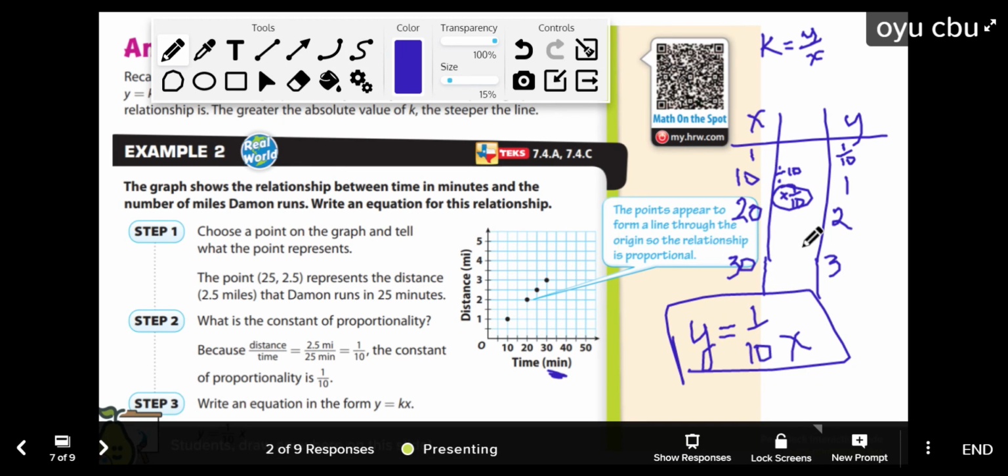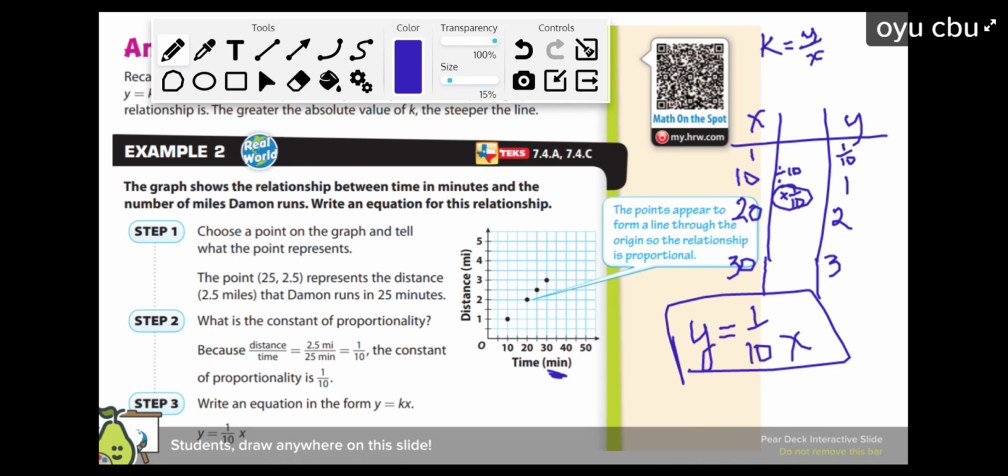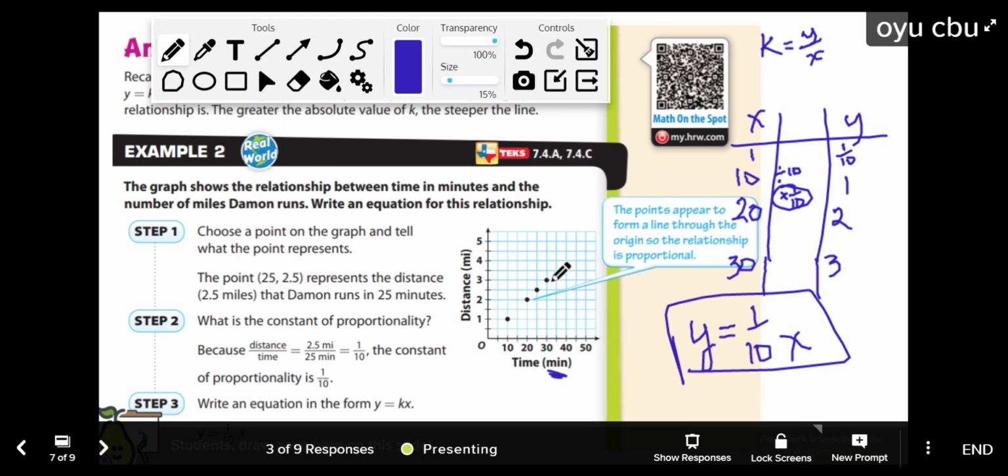Can we tell a story from here? Yes, we can tell a story. Damon runs for 10 minutes, he runs 1 mile. For 20 minutes he runs 2 miles. We can tell our story just by looking at the graph, just by looking at the coordinates. The coordinates here are 10, 1. The coordinates here are 30, 3. Learn to read the coordinates. If you're having trouble with that, there's an iExcel for that.